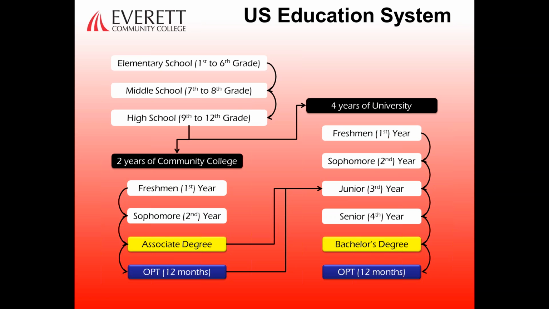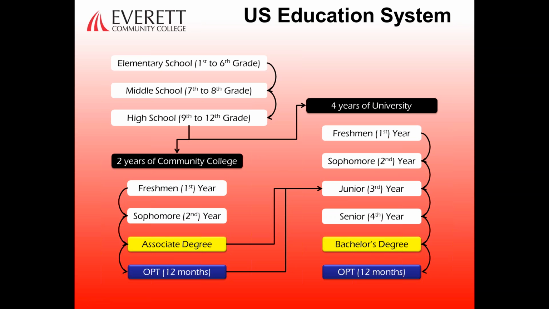After we graduate high school, we have two options. One is to move on to a 4-year university, which many of you are familiar with. You do freshman, sophomore, junior, senior year, earn a bachelor's degree, and you're done. But another option that has existed in the United States for quite some time is that of doing 2 years of university study at a community college.